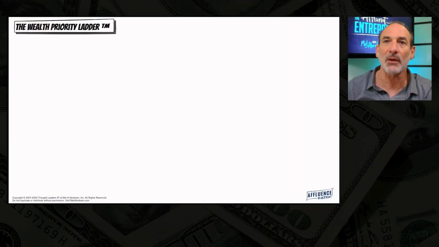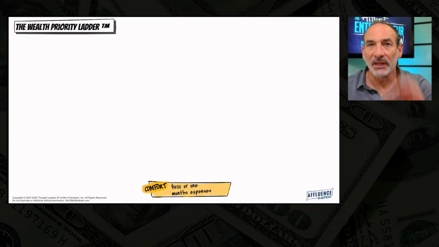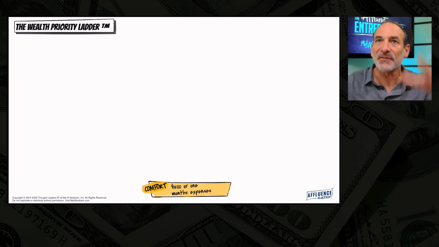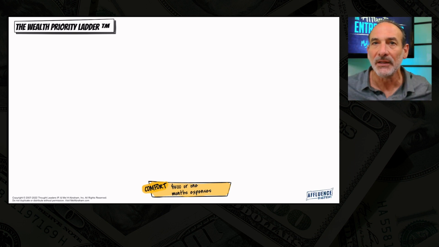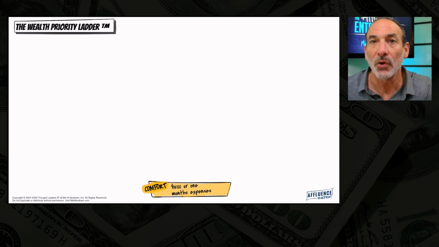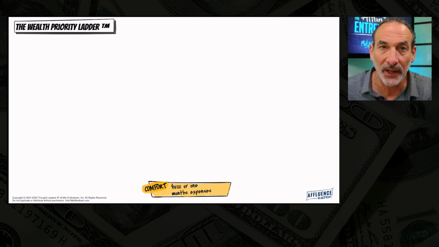So the very first thing that we do in the Wealth Priority Ladder is what we call the comfort fund. This is going to give you comfort that if something unexpected happens, nothing is going to derail you. And the way we look at it is, I want you to have a minimum of $1,500 or 1 month's expenses in that account, okay?